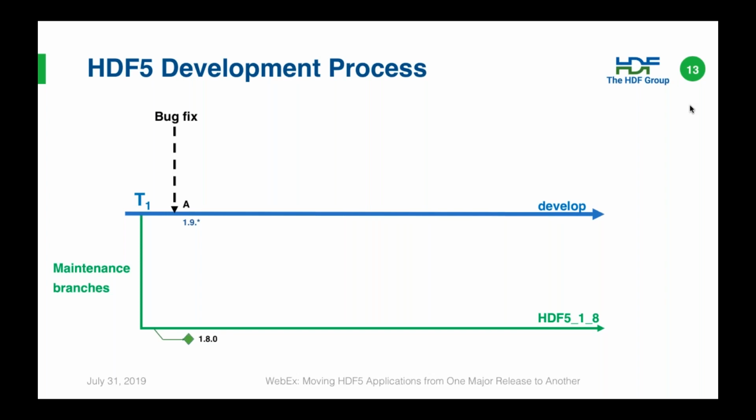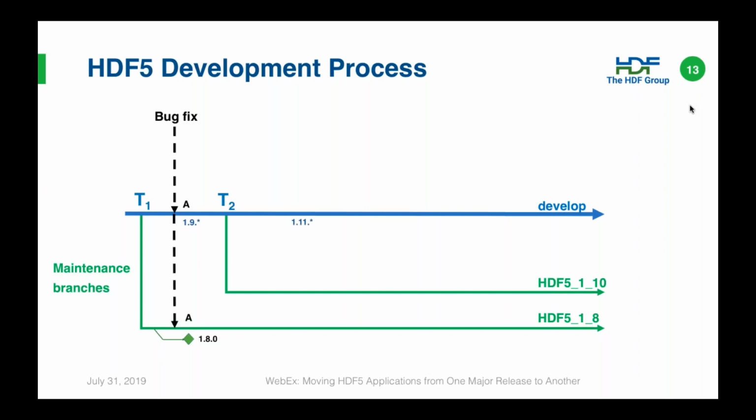The development process and maintenance process go on, so we have bug fix A that always comes to the develop branch, if it exists in the develop branch. Then it propagates to the appropriate maintenance branch, and here it is 1.8. At time T2, when it was time for the 1.10 release, we created the 1.10 branch, and the version in develop became 1.11. So you see why we have even numbers for maintenance releases, because we keep odd numbers for identifying snapshots and micro releases from the develop branch.